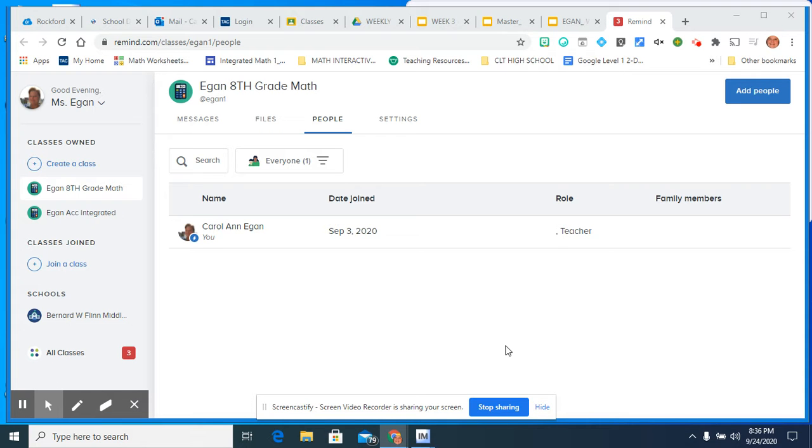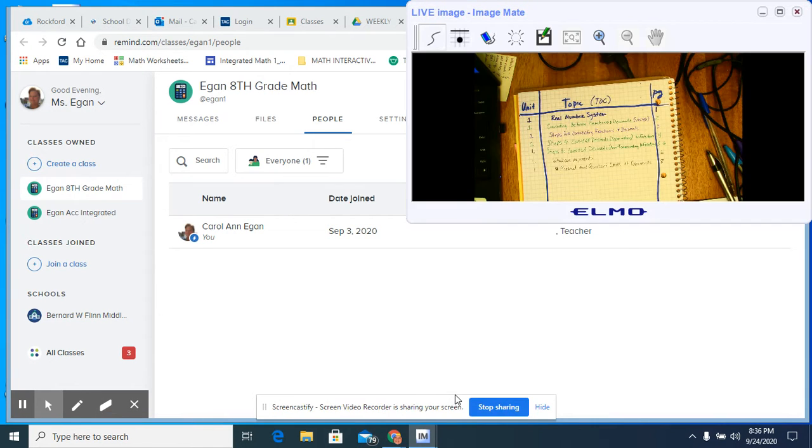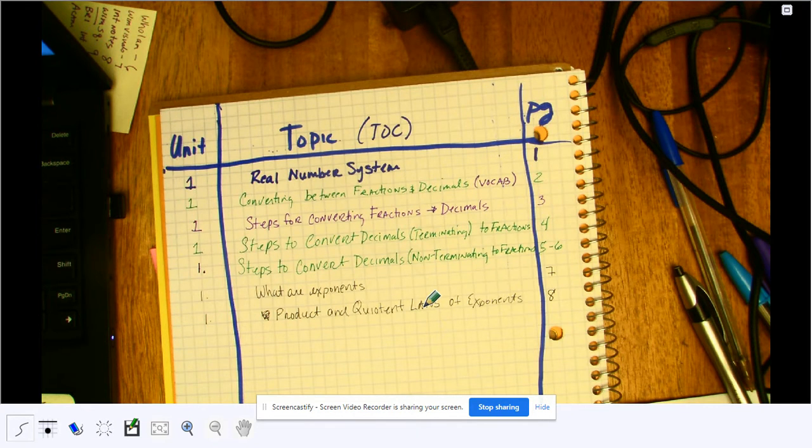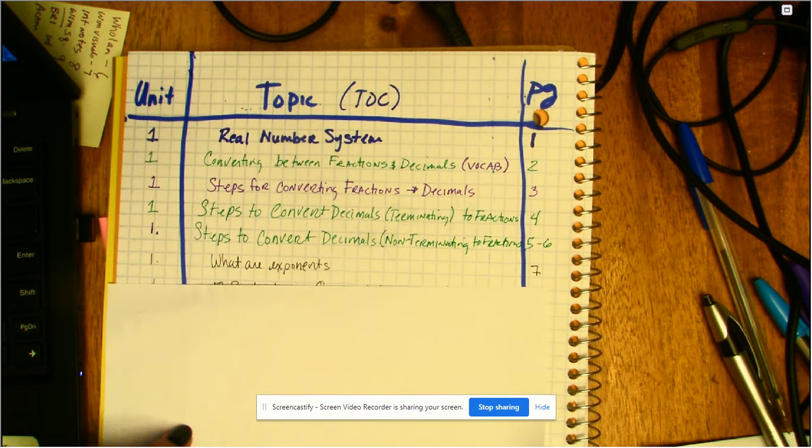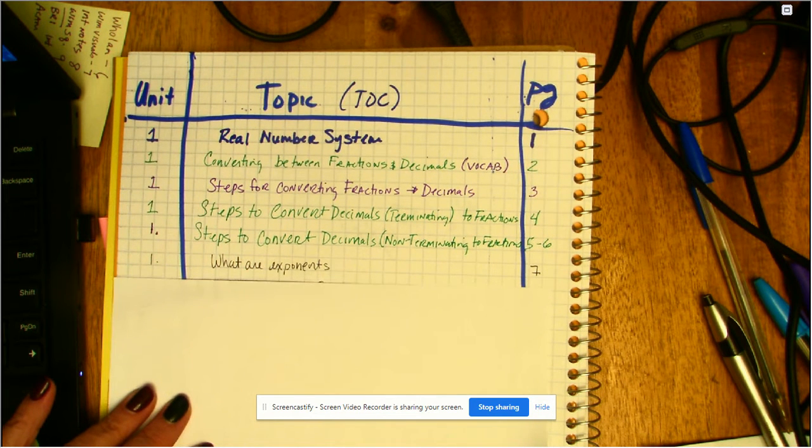Okay, so today we're going to talk about exponents. I'm going to take some notes in our Math Interactive notebook. So what we want to write down is this one right here. Number one, what are exponents? And we're going to take those notes on page 7.